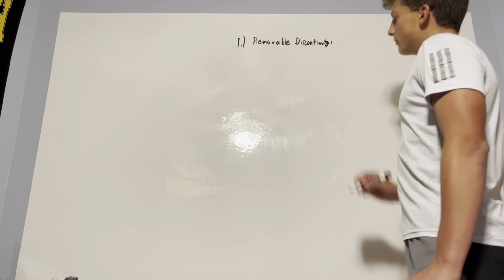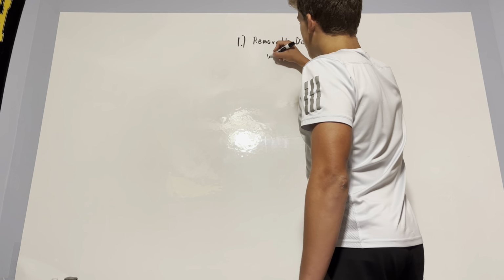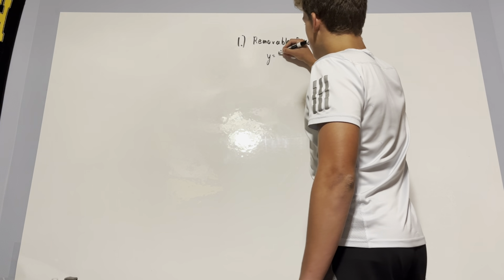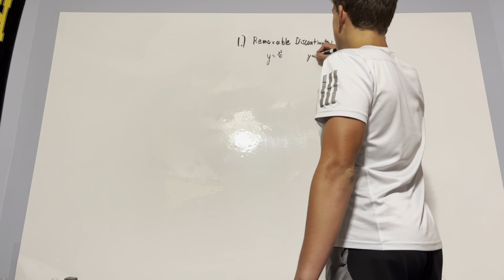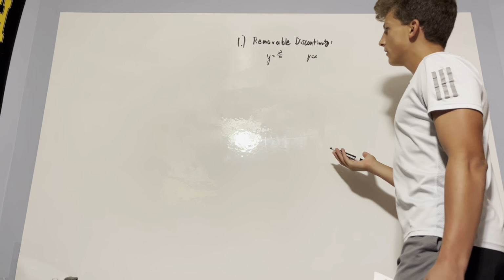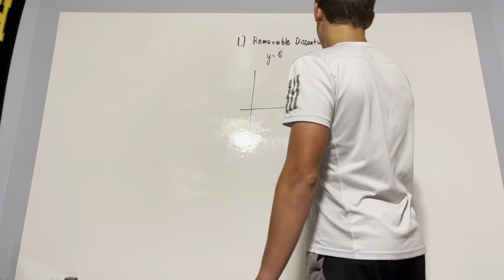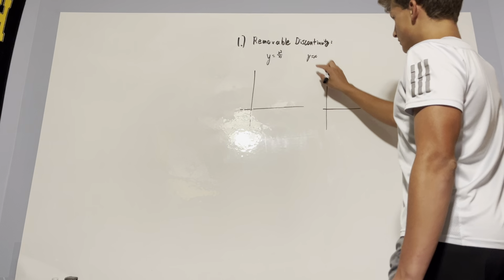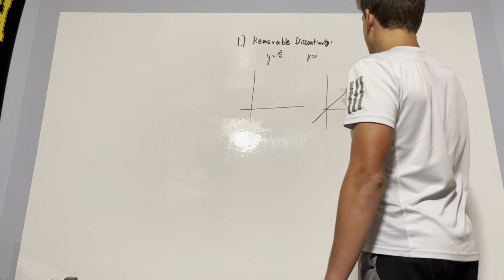So basically what a removable discontinuity is, let's say we have the function y equals x squared over x. Well, you might say, okay, let's just simplify that to y equals x. That's the same thing, right? Well, not exactly. So let's graph each of them. Let's first start with y equals x, because we all know what that looks like. That's just going to be a line with a slope 1 through the origin.